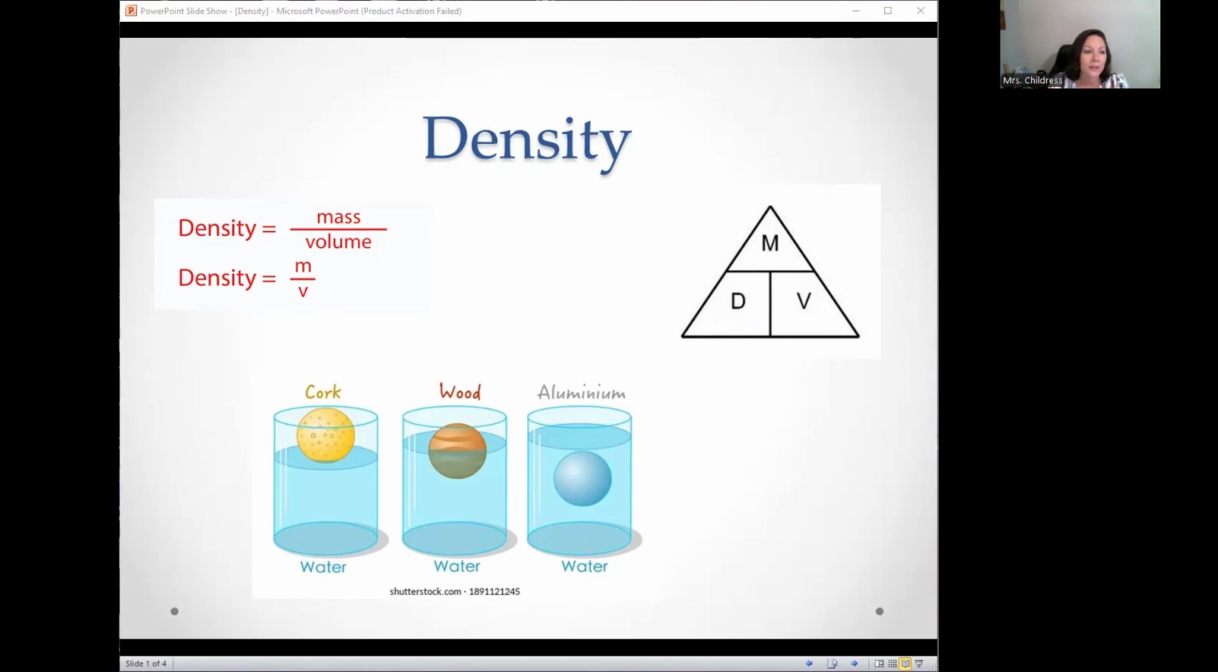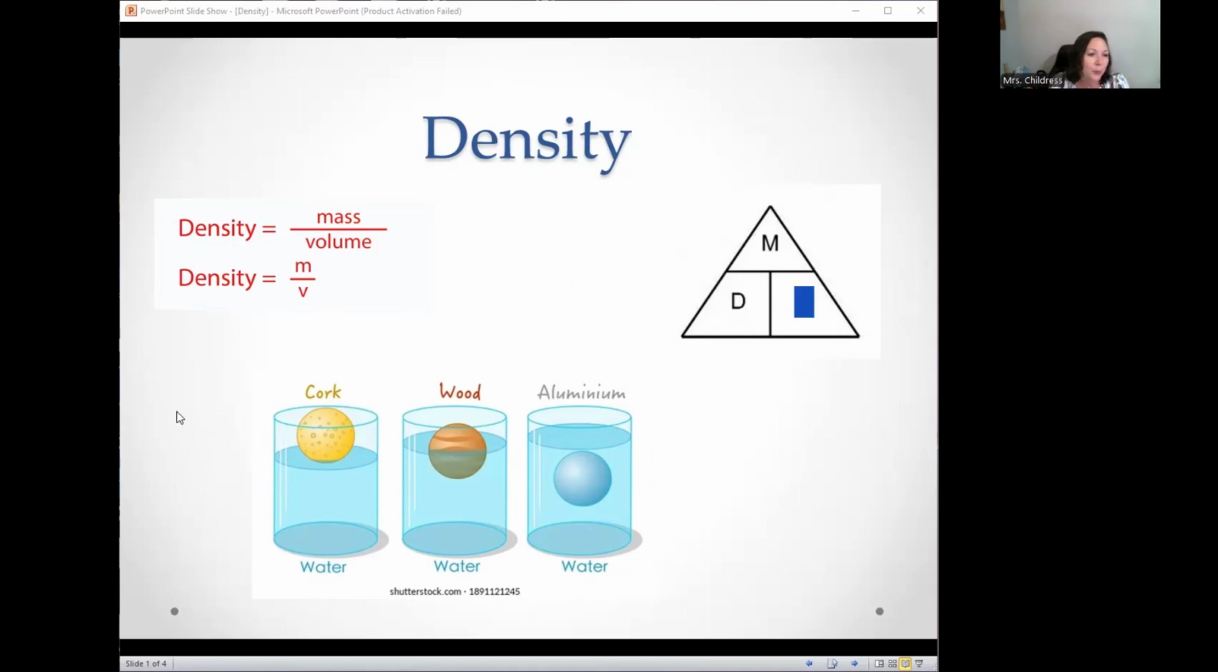Well, let's say I wanted to solve for mass. To solve for mass, it's density times volume, and you might have guessed it, if you want to solve for volume, it's mass over density. So you can use the density triangle or just write D equals M over V and then manipulate it as needed.